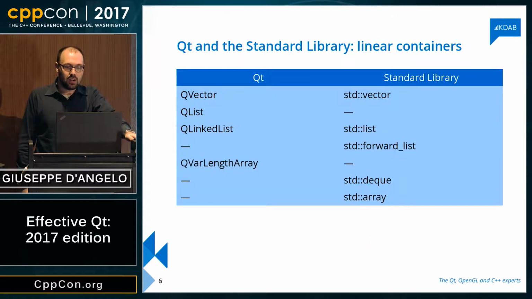So what containers do come with Qt? I made here a brief list of Qt and standard library containers, in particular the linear containers. They're not even all, but from the standard library there are even more. There are also the adapters. I just made a few.